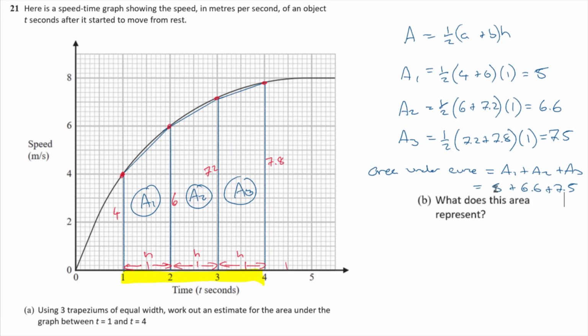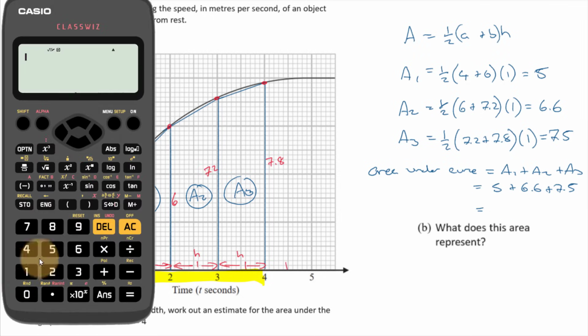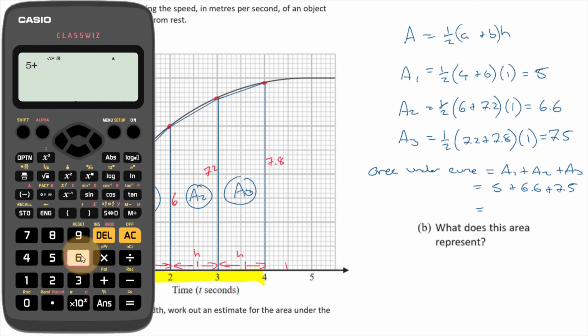I'll just move that down a little bit. Which comes to, what does that come to? Feeling lazy. Type it into the calculator. 5 plus 6.6 plus 7.5. That comes to 19.1. Okay.